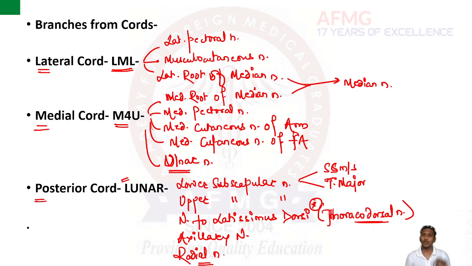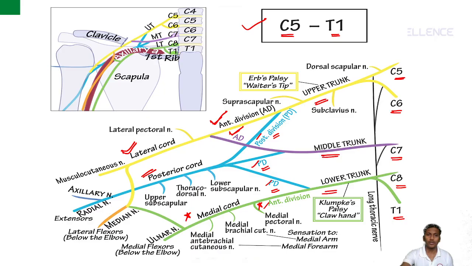Posterior cord again has 5 branches: L for lower subscapular nerve, U for upper subscapular nerve, N for nerve to latissimus dorsi or thoracodorsal nerve, A for axillary nerve, and R for radial nerve. Okay, so these are the important branches from the cords.